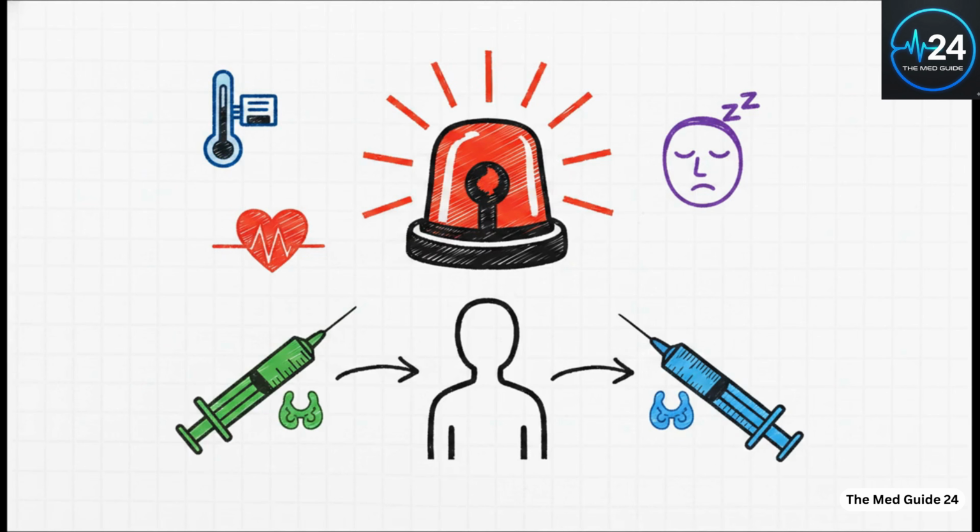But listen closely, because this is a critical ward pearl. You must give IV hydrocortisone first. You have to cover for potential coexistent adrenal insufficiency before you ever push IV thyroid hormone. If you suddenly rev up that metabolic engine with levothyroxine while the patient has depleted cortisol, you'll throw them straight into a fatal adrenal crisis. Do not forget that step.